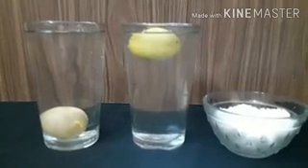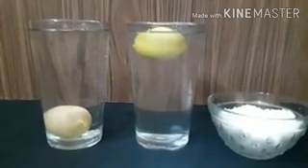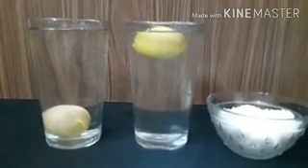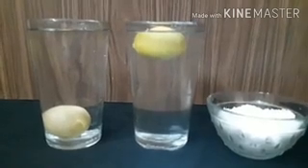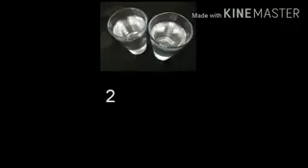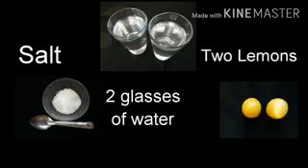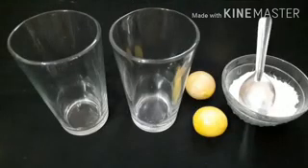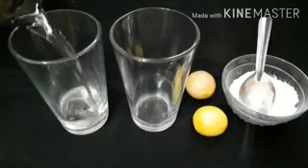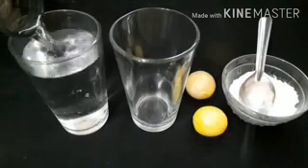Friends, today we are going to do an experiment to check the fact that things lesser than the density of water or any other liquid float in it. For this we need 2 glasses of water, common salt and 2 lemons. The procedure of this experiment is very simple. To start, fill 2 glasses with common tap water.